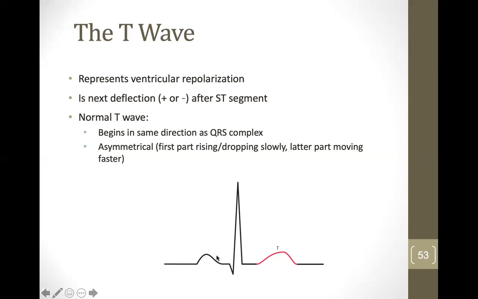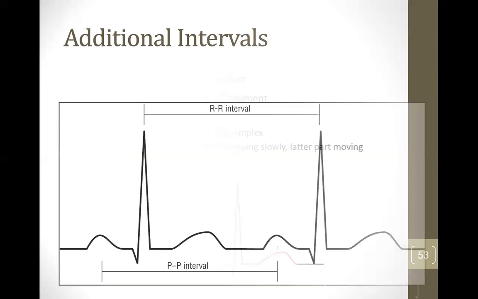It's also normally asymmetrical, meaning that it rises a little bit more slowly and then it moves faster as it's finishing off. If it's completely symmetrical, that usually means there's something wrong in the heart because it's going at a different speed of repolarization than what it normally does.